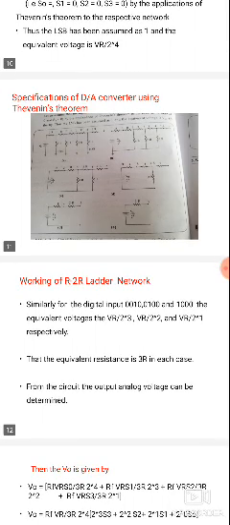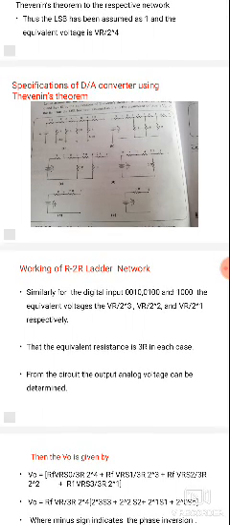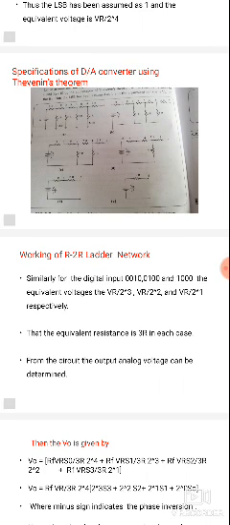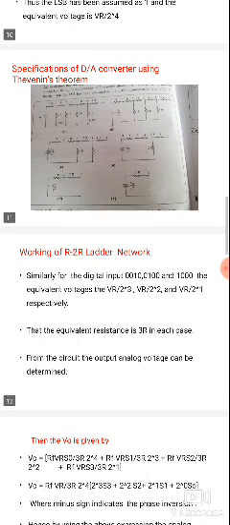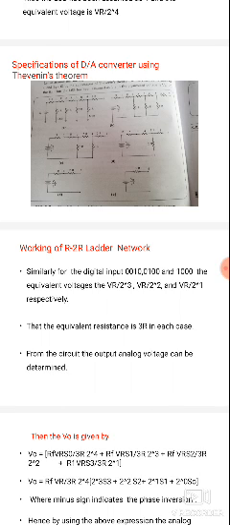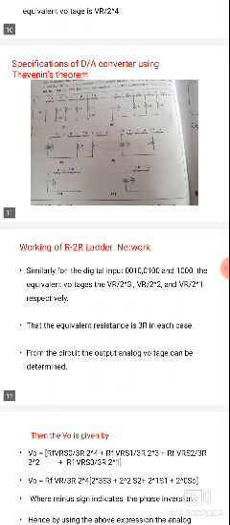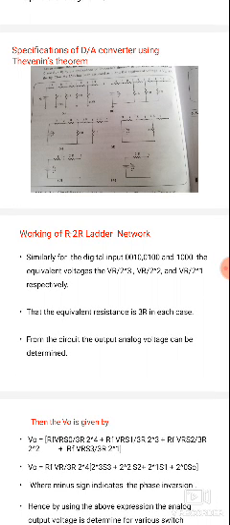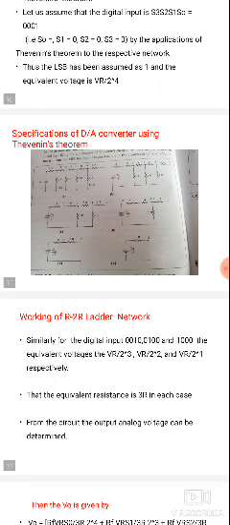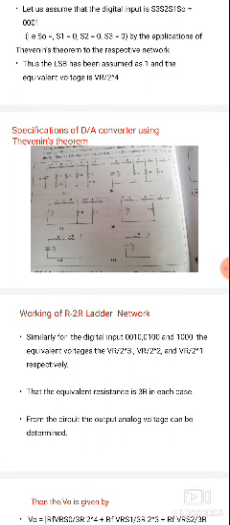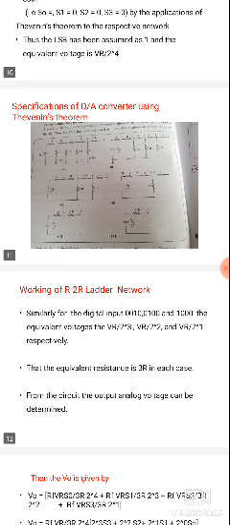Similarly, for the digital inputs 0010, 0100 and 1000 we get the equivalent voltages. For 0010 the Thevenin's voltage is VR by 2 power 3. Whenever the input is 0100, that is S1 equals 1, the voltage is VR by 2 square. Whenever the MSB bit is 1, it is VR by 2 power 1. So first the LSB bit is 1, then the S1 switch is 1, next S2 is 1, and the last is S3, the most significant bit, equals 1.